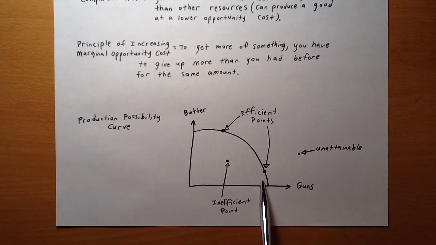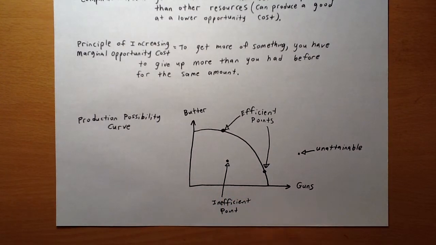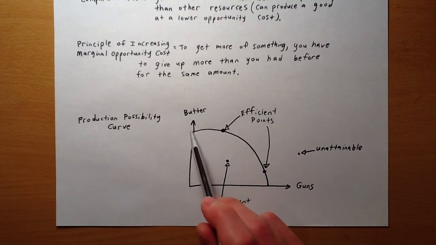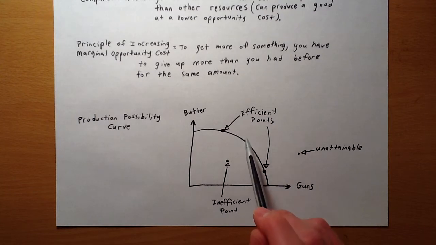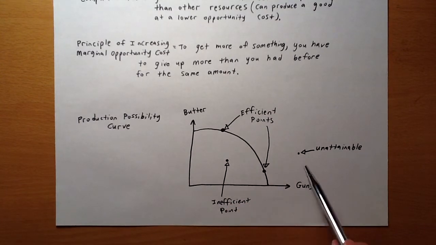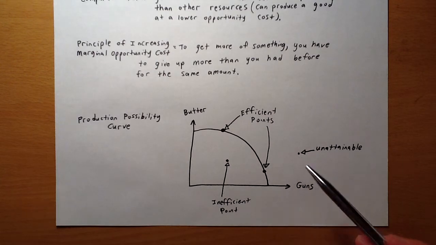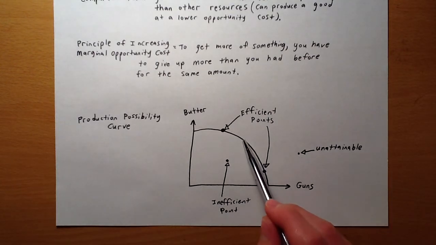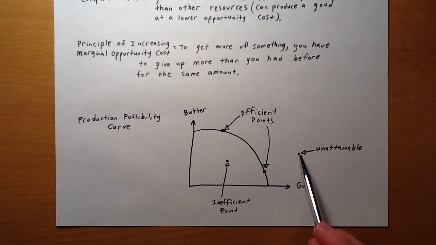But what is this line right here? This line represents the maximum we can produce. So, we can either produce this amount of butter and no guns, or we can produce this amount of guns but no butter, or we can produce kind of an equal amount of both. But we can't produce right here outside of this production possibility curve, because this is the maximum amount you can manufacture or make. This is unattainable.